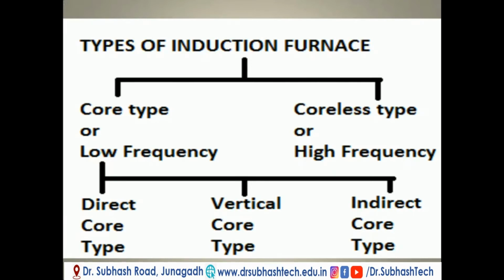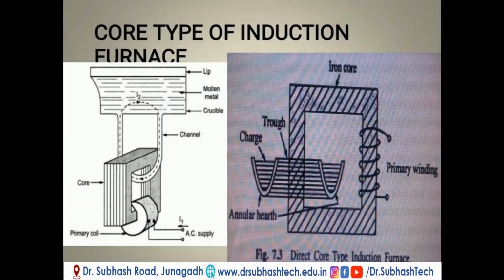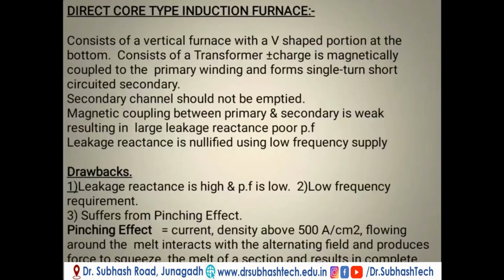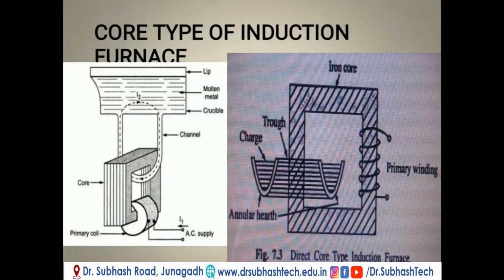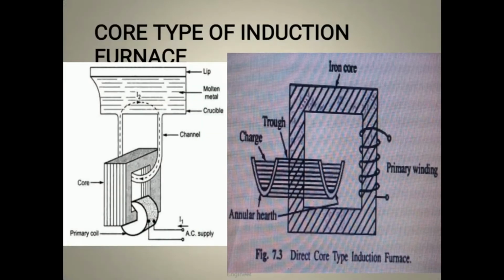One is direct core type, second is vertical core type, and third is indirect core type. In core type, low frequency equipment is required. First we will see the direct core type of induction furnace. In this, the primary winding is connected to AC supply. The charge is in the shape of a V-shaped portion. The core is an iron core. So this is the figure of the direct core type induction furnace.